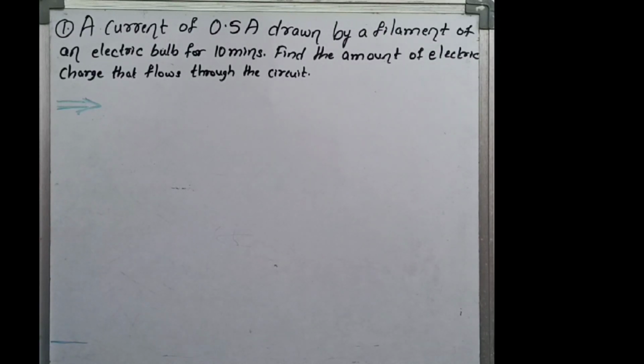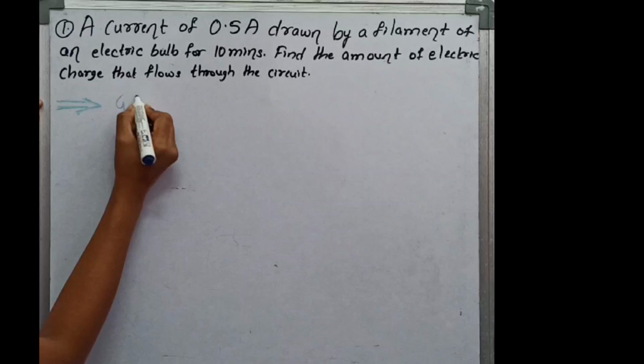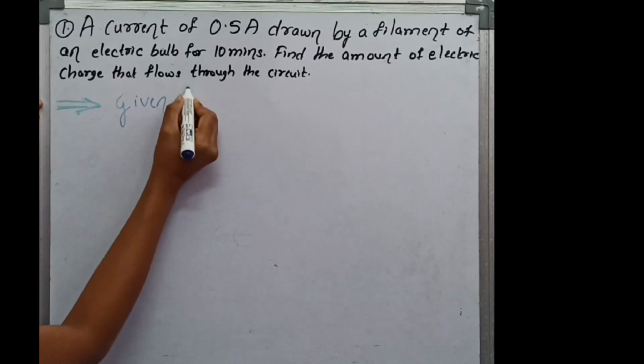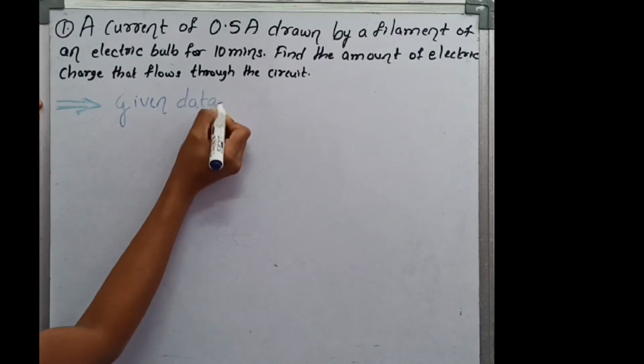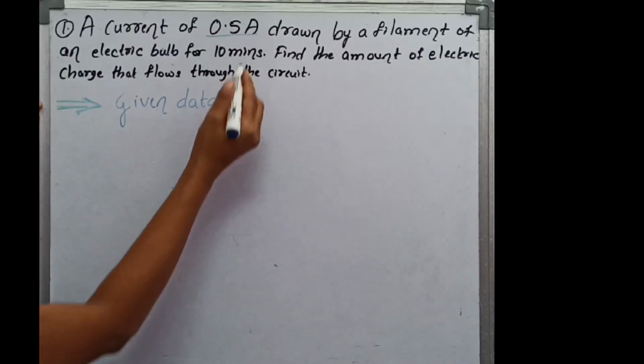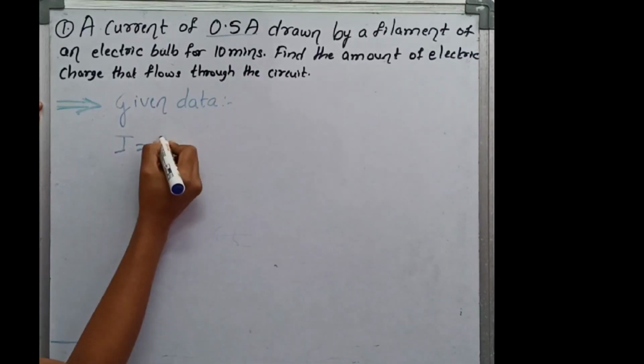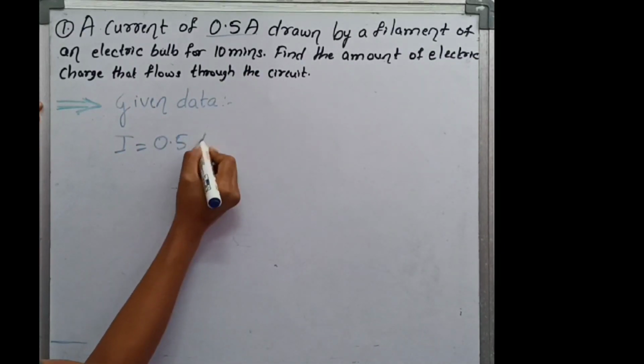A current of 0.5 ampere is drawn by the filament of an electric bulb for 10 minutes. Find the amount of electric charge that flows through the circuit. First and foremost, we are supposed to write the given data. They have given 0.5 ampere, and ampere is the unit of current. So I am going to write I equals 0.5 ampere.